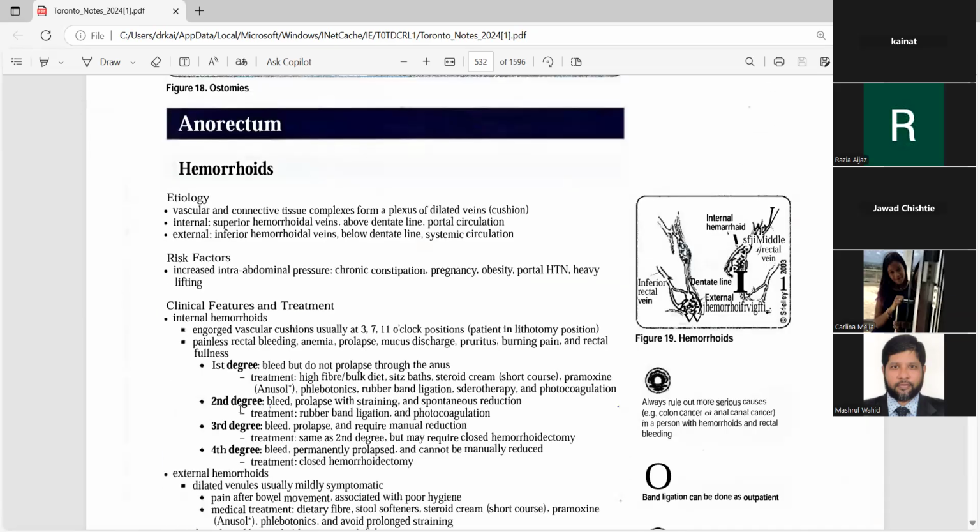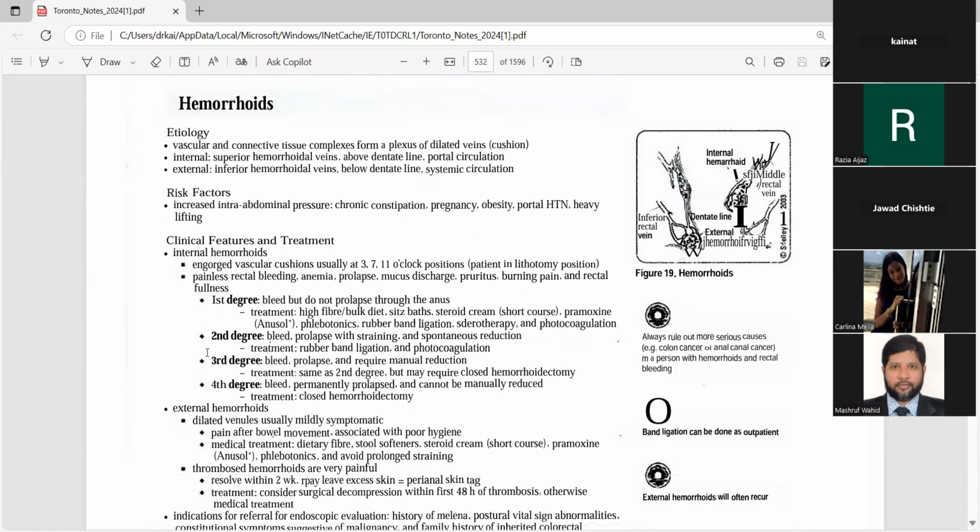Hemorrhoids and anal fissure. Very, very important. Don't miss this one. Anal fissures and hemorrhoids are a common presentation. Very important are risk factors like increased intra-abdominal pressure, constipation, pregnancy, obesity, hypertension, heavy lifting. Internal hemorrhoids, external hemorrhoids, mainly their treatment. Internal ones bleed but do not prolapse through the anus.